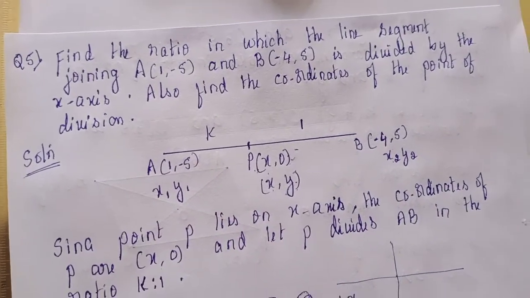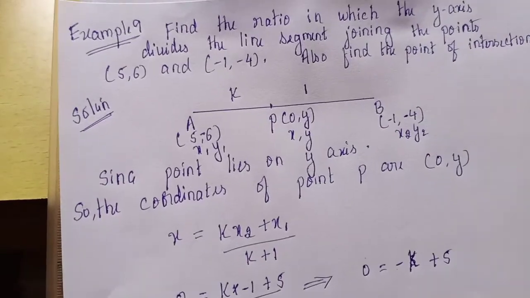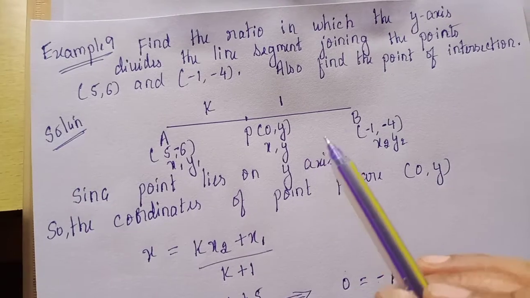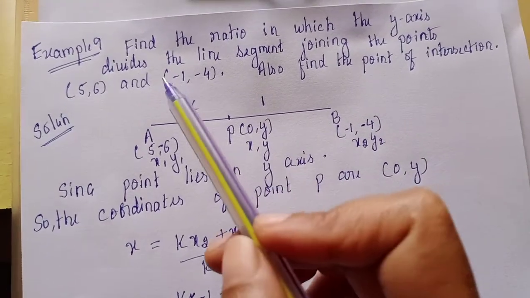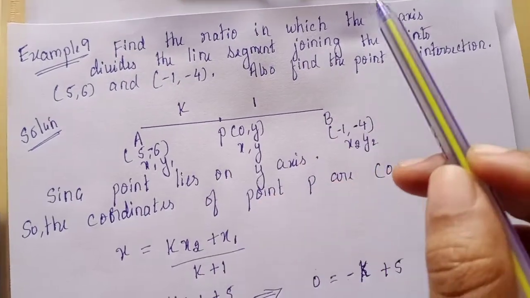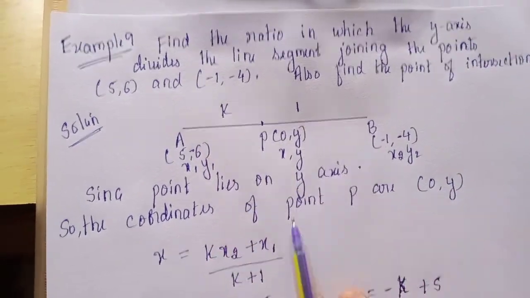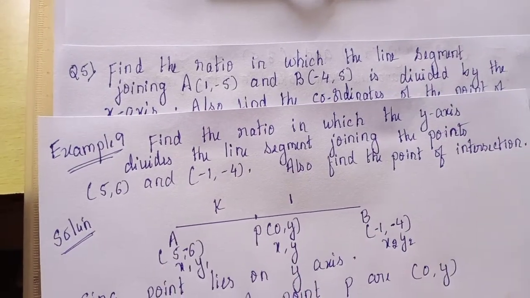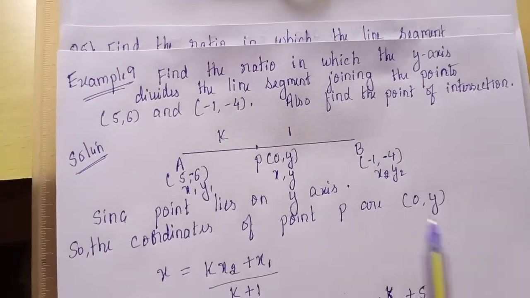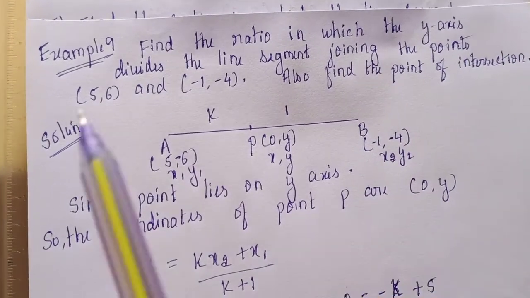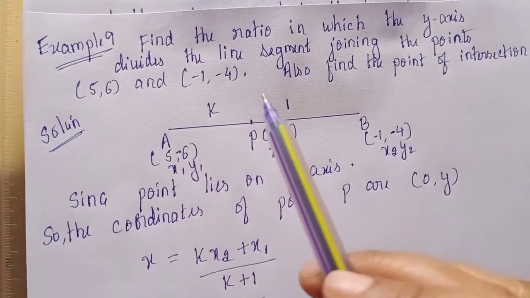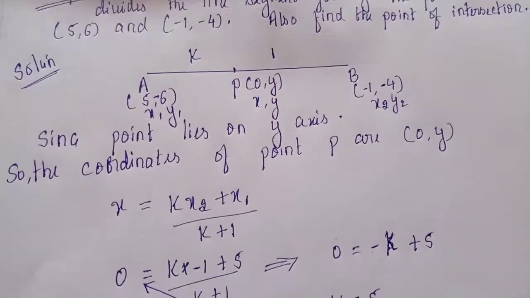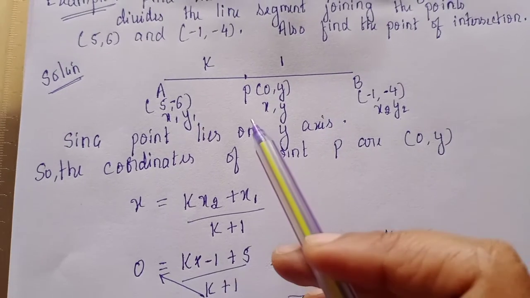The similar question, let me take one example in your NCERT book, that is example 9. Same question but the division is on the y-axis. You can see, find the ratio in which the y-axis divides. Be careful. In the previous question it was the x-axis and here it is the y-axis. What is the difference? It divides the line segment joining the points 5, 6 and minus 1, minus 4. Also find the point of intersection. So here also I need to find the ratio and also the point P.